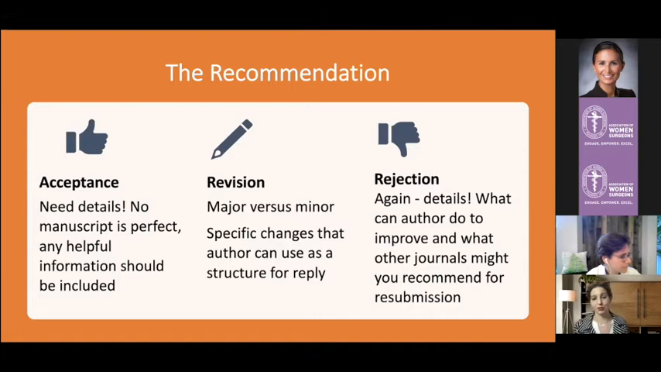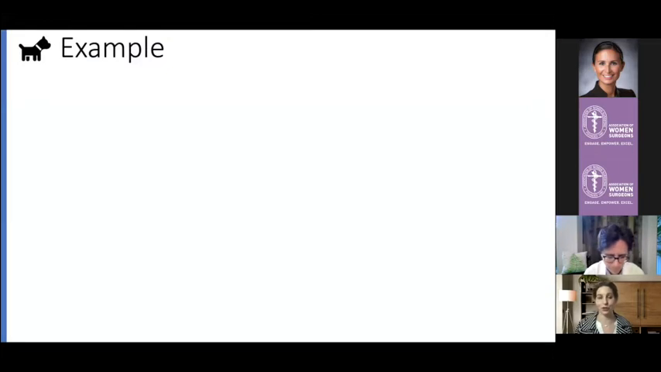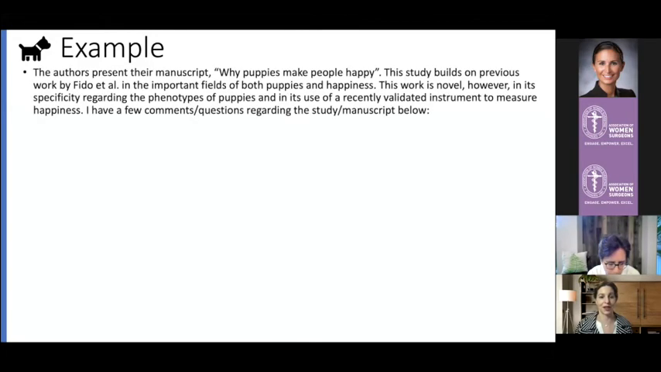Major versus minor revisions, specific changes that the author can use as a structure for their reply should be made. And if you're going to reject something, what can the authors do to improve it? And as others have said, what other journals might you recommend for resubmission? So really quickly, I wanted to show you what this might look like. And because I cannot show you an actual review, I have made an example. And because it's getting late in the day on the Eastern Seaboard here, it's not necessarily true to form. But this is how I would write a review for a manuscript.